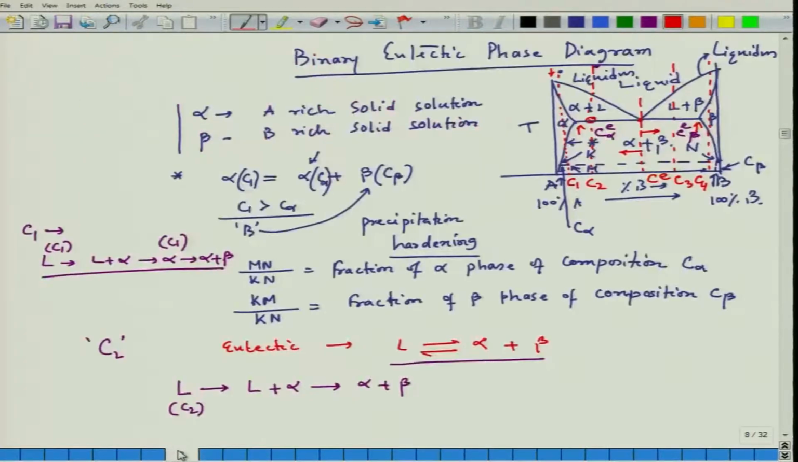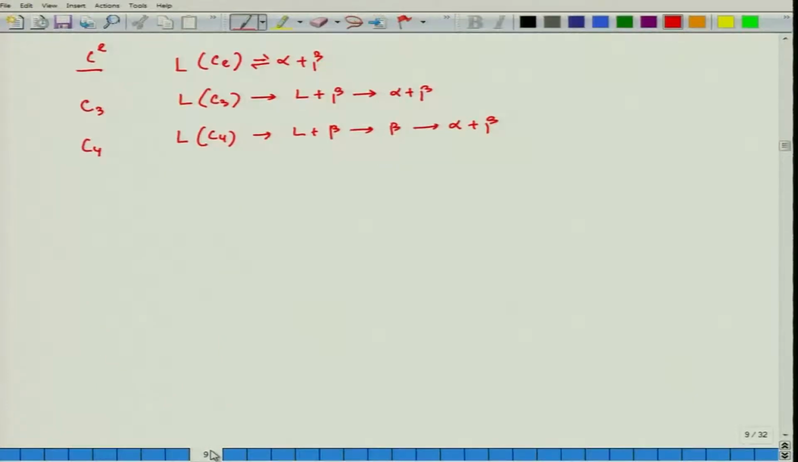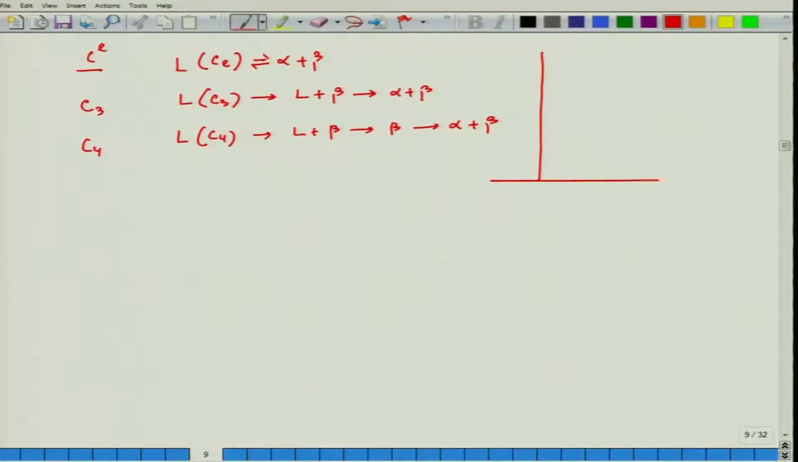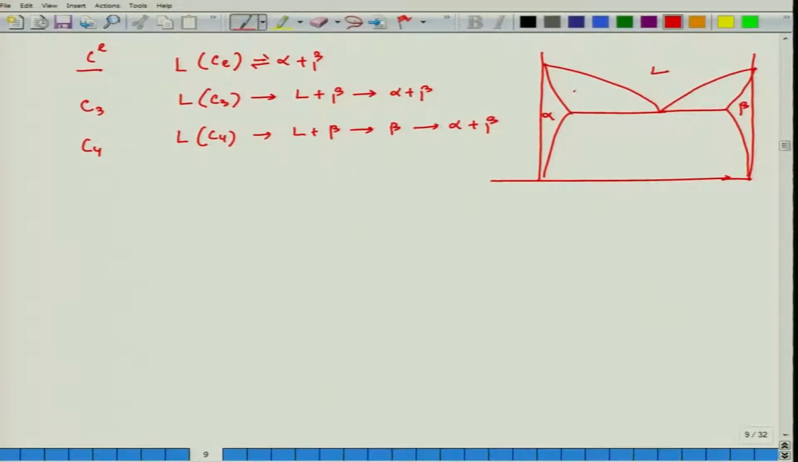Now, if we try to analyze the cooling curve pattern, we will see that the cooling curve would also change according to the pattern of changes we have seen in the transformation, if we take a liquid alloy to lower and lower temperatures. Now, again we just take the reference of that eutectic phase diagram. This is alpha, this is beta, liquid.